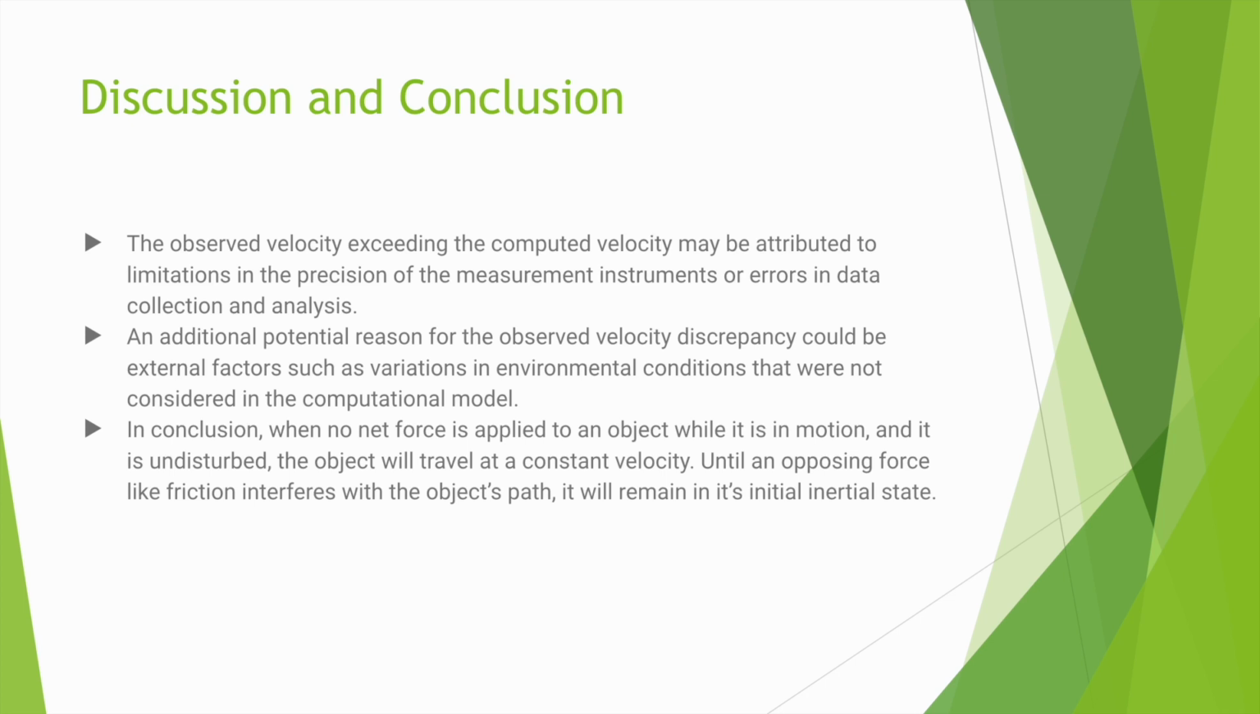The conclusion is that the observed velocity exceeded the computed velocity, and that may be attributed to limitations in the position of the measurement instruments, or errors. Another reason could be that we didn't account for external factors or conditions in the computational model, which led to the observed being a bit faster than the computed model. There could have been things on the track that caused that to occur.